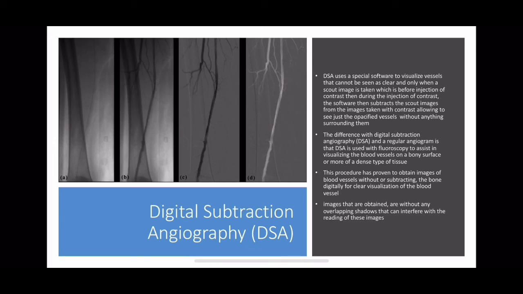The difference between digital subtraction angiography and a regular angiogram is that DSA is used with fluoroscopy to assist in visualizing the blood vessels on a bony surface, or more of a dense type of tissue. This procedure has proven to obtain images of blood vessels by subtracting the bone digitally for clear visualization of the blood vessel. Images that are obtained are without any overlapping shadows that can interfere with the reading of these images.